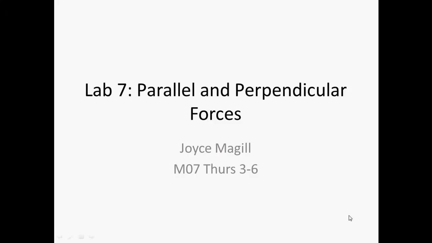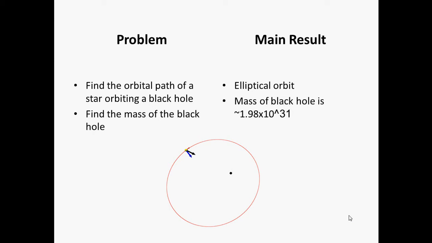Hi, this is Joyce McGill, and I'm giving my lab report for Lab 7, which is about parallel and perpendicular forces. So first, the problem given in this lab was to find the orbital path of a star that's orbiting around a black hole, and to find the mass of the black hole.